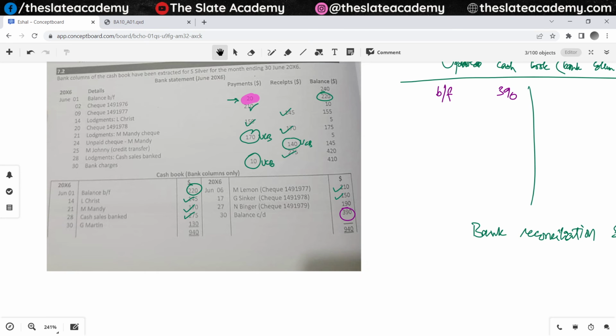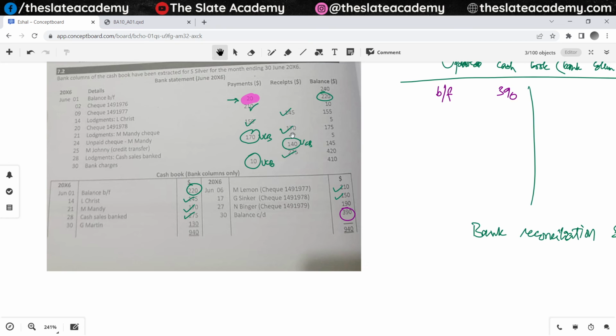One is 170, and this is perhaps, it doesn't make sense. There is 170 over here, lodgements, and there is 170. So this check bounced. This check bounced, right? Initially, what's happening? एक second.